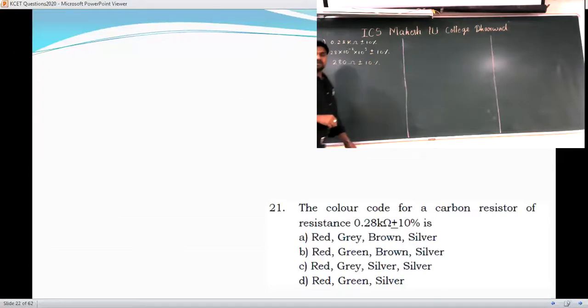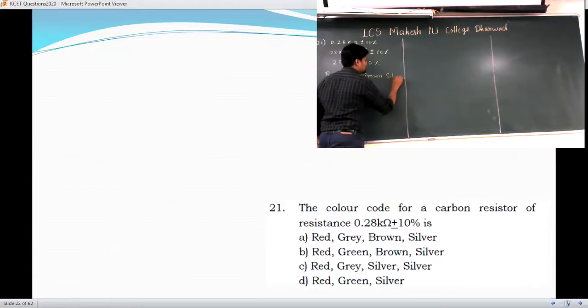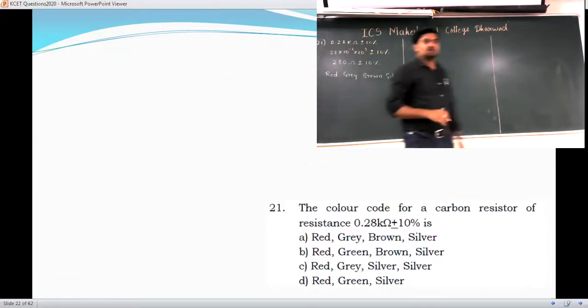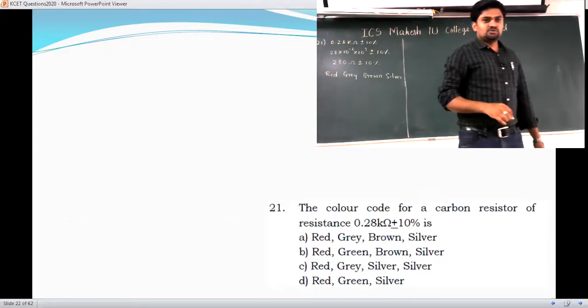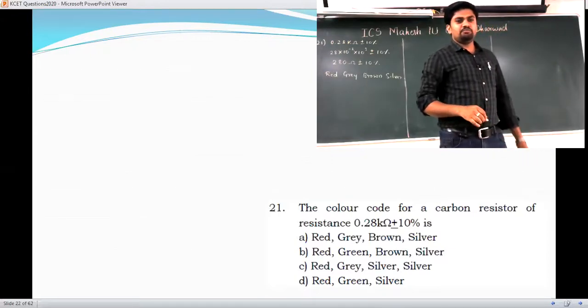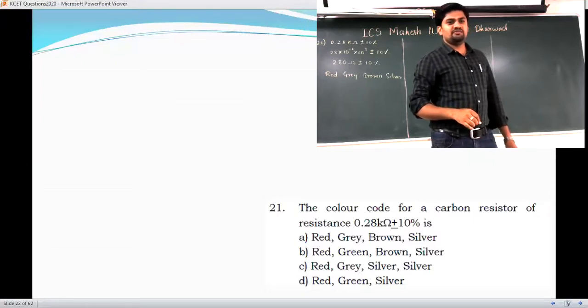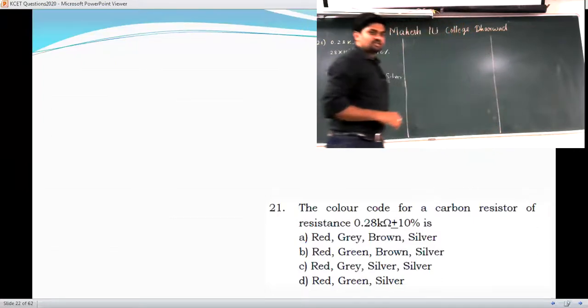Now you can write the color code for this. Here 2 indicates red, and 8 indicates gray. The third one is the multiplier, so it is 28 into 10 raised to 1, which will be brown. And 10% is the tolerance, so that is silver. That's it. This is the color code for this value of the resistor. So which option will you choose here? Red, gray, brown, silver. Option A will be your answer. Okay, we'll go to the next one.